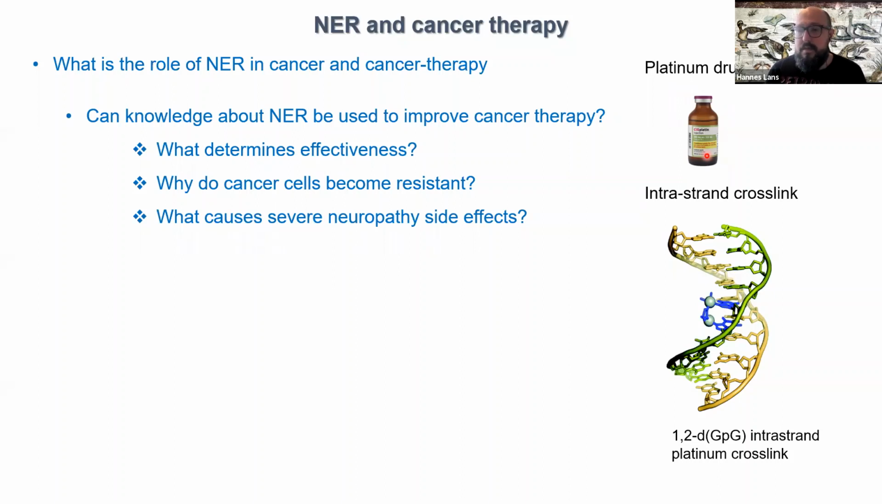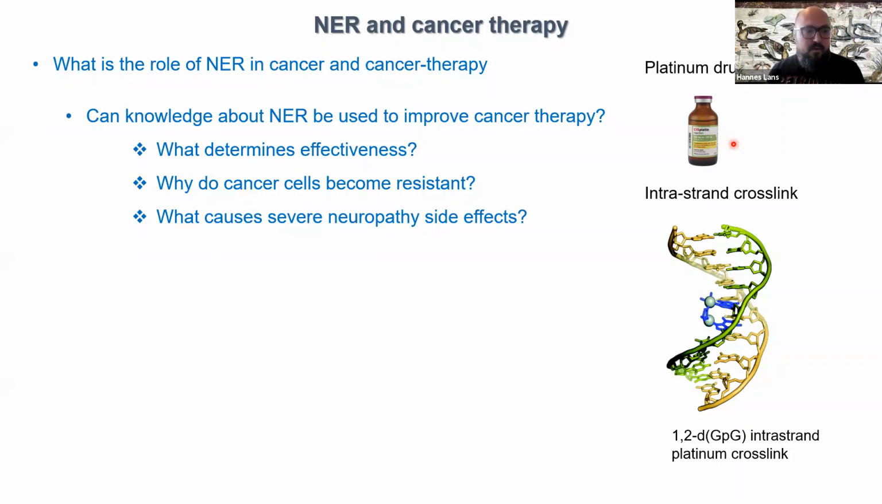Another thing is that a problem with these chemotherapeutic drugs is that they have a lot of side effects, and they especially affect the peripheral nervous system. Maybe you know people that have had chemotherapy; these people get tingling sensations in their fingers, for instance. That's because these drugs are very toxic for neurons, for peripheral postmitotic neurons. And we were also interested in finding out whether nucleotide excision repair has something to do with that.